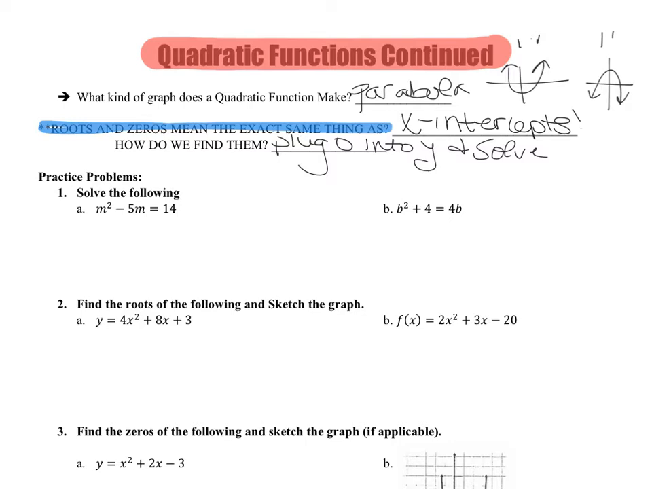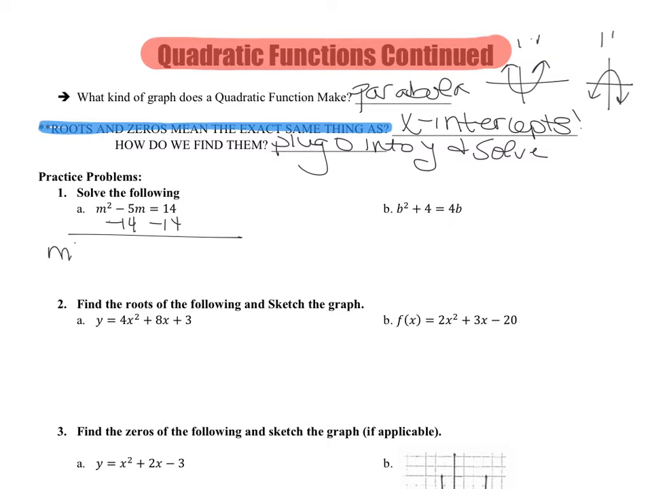If we do number 1 together, it says solve the following: m squared minus 5m equals 14. I'm solving for m. My goal is to get m by itself. When you see a problem like that, a light bulb should go off in your head: you have to factor because m is squared. In order to factor, you have to make this equation equal 0. So I'm going to subtract 14 on both sides.